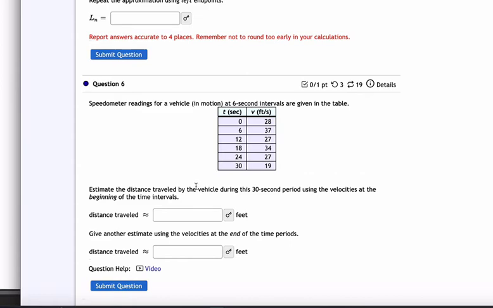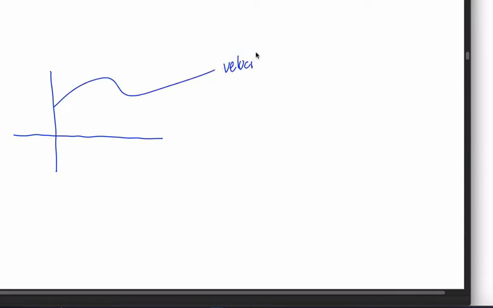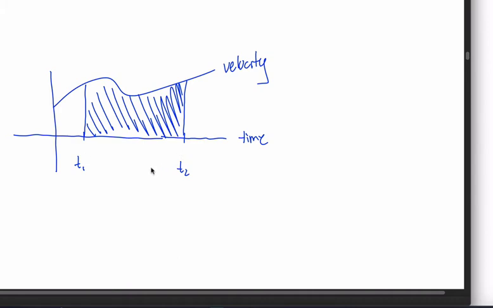I haven't ever explained why you might want to find the area underneath the curve. One reason is that if you have a function that tells you speed, here's my speed, my velocity, and the x-axis here is time. Then the area underneath the curve between 2 different times, time 1 and time 2, is the exact same as the distance that you would travel between these 2 time periods.